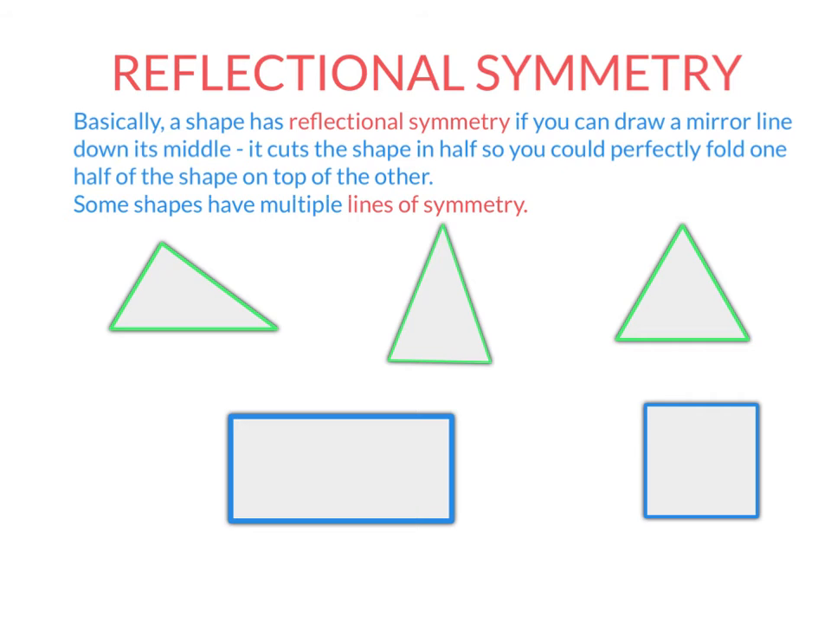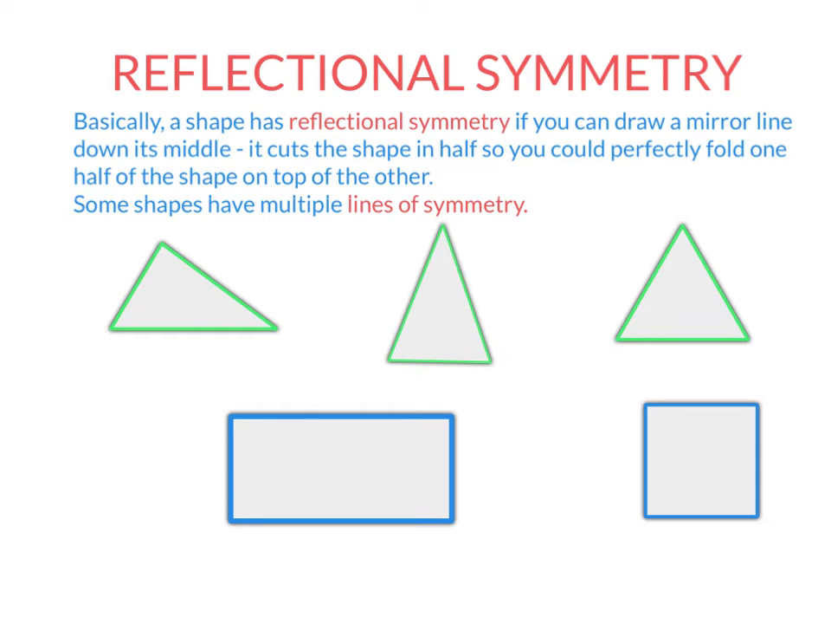We looked at rotational symmetry when we did rotations. That's about rotating a shape and making it look identical to the original. But make sure you know the difference. This is a different type of symmetry. Reflectional symmetry is what people commonly call symmetry. If you hear lines of symmetry, they are talking about reflectional symmetry.